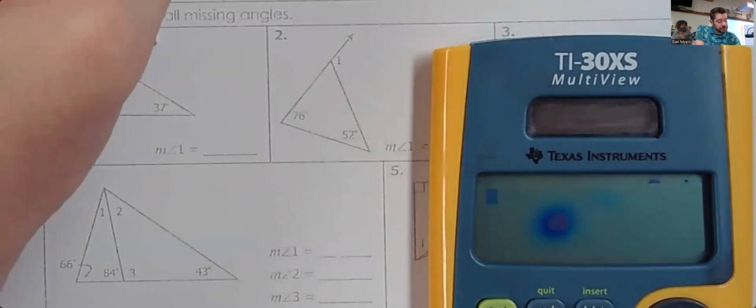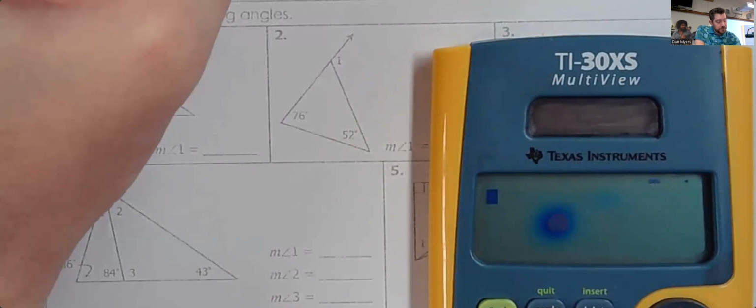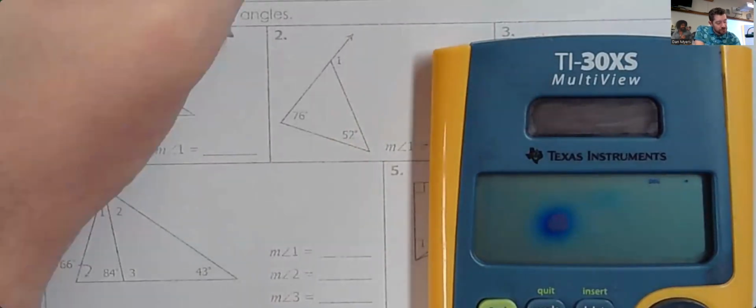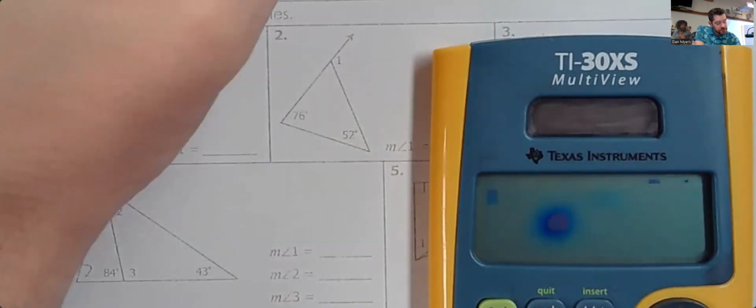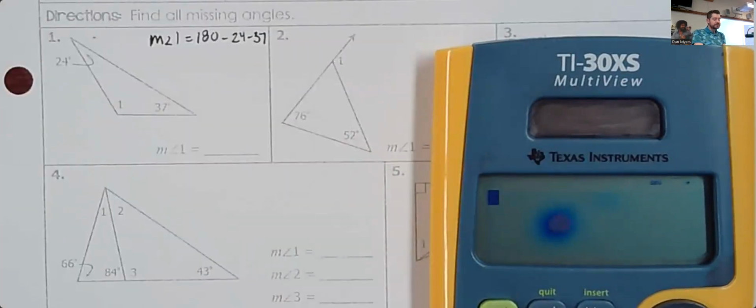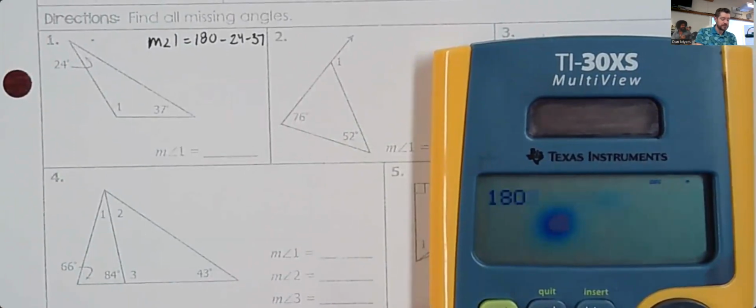So 24 plus 37, take that away from 180. 119.